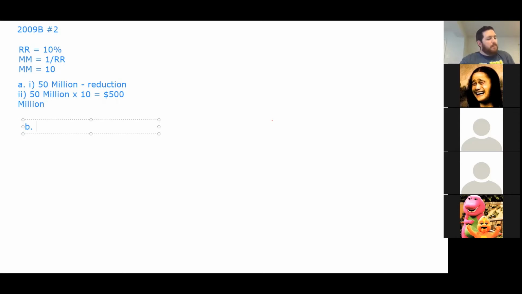All right, B is asking for us, I believe we have to draw a graph. Okay, B, using a correctly labeled graph of the money market, show the impact of the central bank's bond sale on the nominal interest rate. Okay, so we know that for this, we're going to draw the money market.